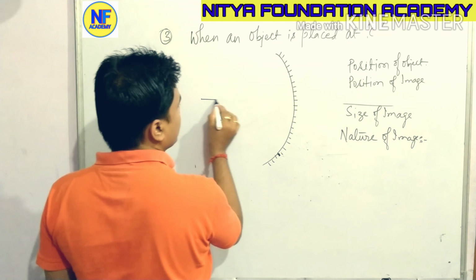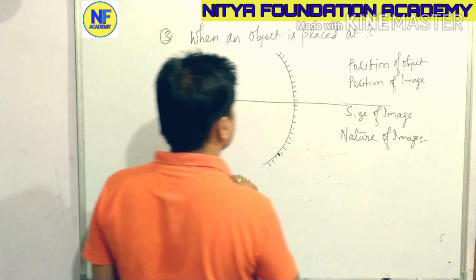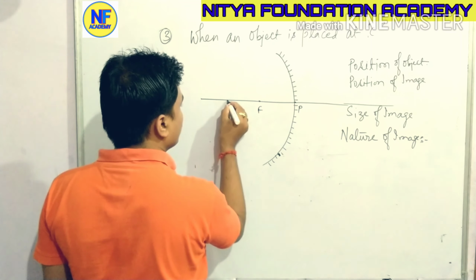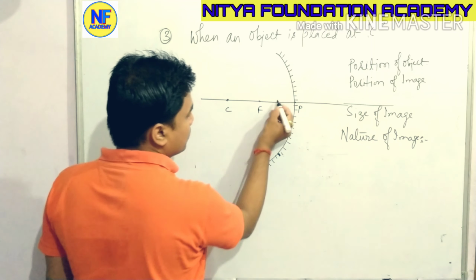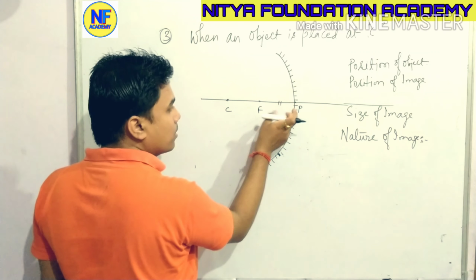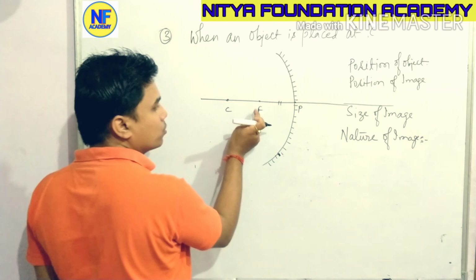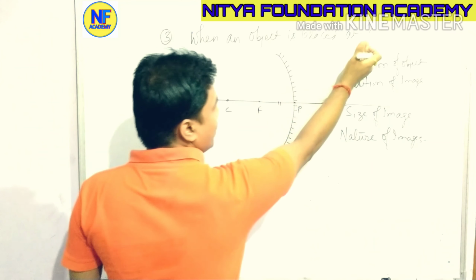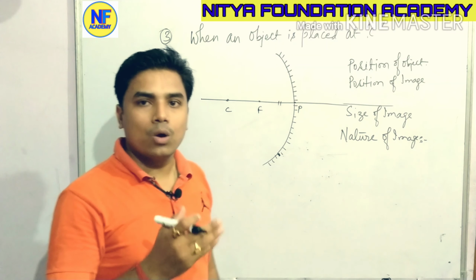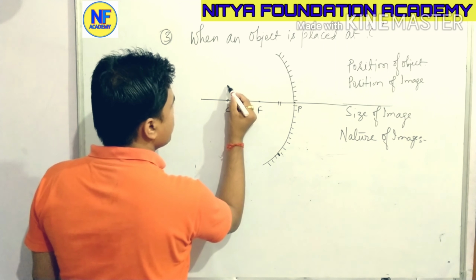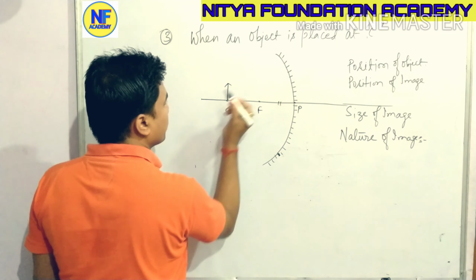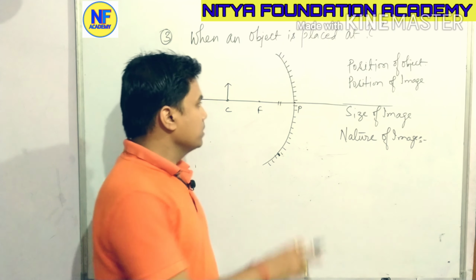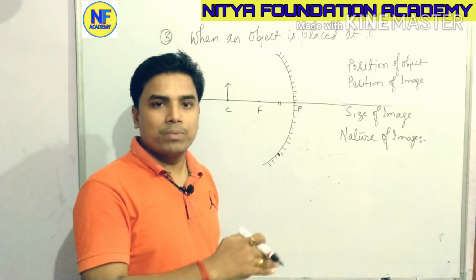And this is the principal axis which is required to form the image. Here you know very well that this is the pole, here it is focus, and here it is center of curvature. The distance between pole and focus, the focal length, is always equal to the distance between focus and center of curvature. So according to the question, when an object is placed at the center of curvature, it means an object is placed here.